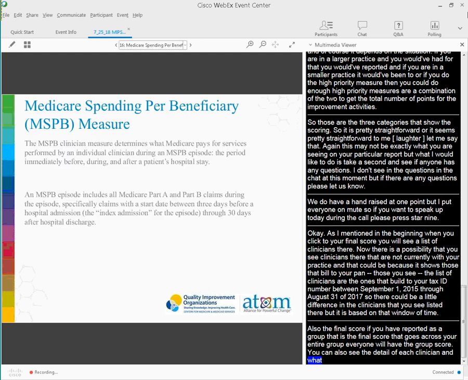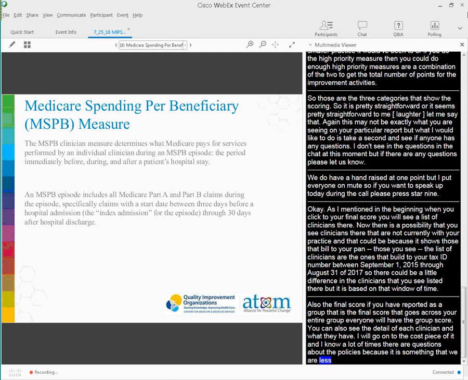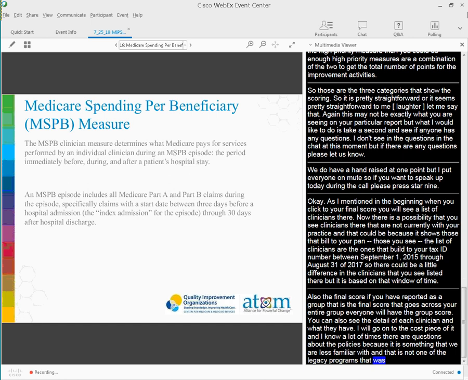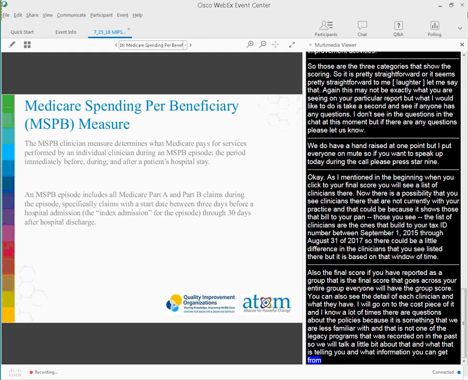So I'm going to go on to the cost piece of it, and I know a lot of times there are questions about the cost piece because it's something that we're less familiar with. That's not one of the legacy programs that was reported on in the past. So we'll talk a little bit about that and what that's telling you and what information you can glean from that. So first, I'm going to talk a little bit about the two different pieces of the cost categories.